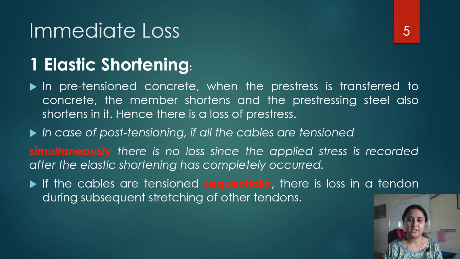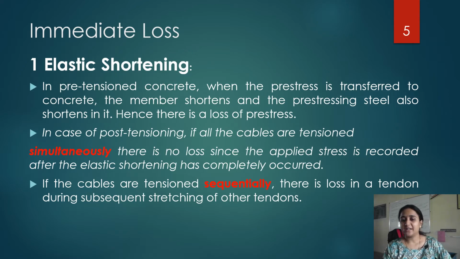Now elastic shortening loss. In pre-tension concrete, when pre-stress is transferred to the concrete, the member shortens and the pre-stressing steel also shortens with it. Hence, there is a loss of pre-stress. So this elastic shortening loss is particularly there in pre-tension members only. It is not there in post-tension members. When we cut that particular tendon, there will be an elastic shortening, so that loss of tension is known as loss due to elastic shortening.